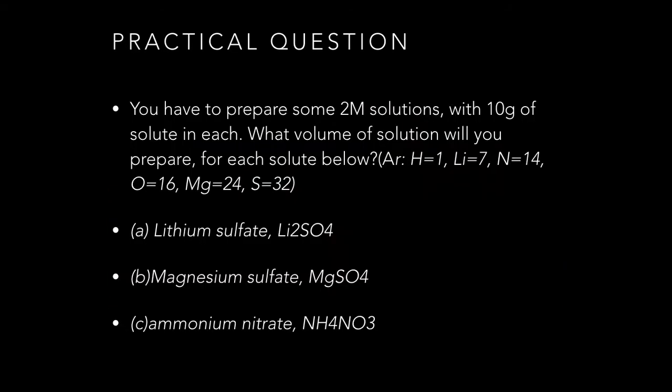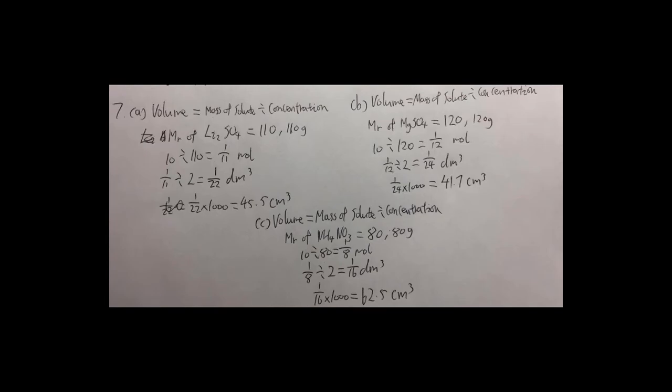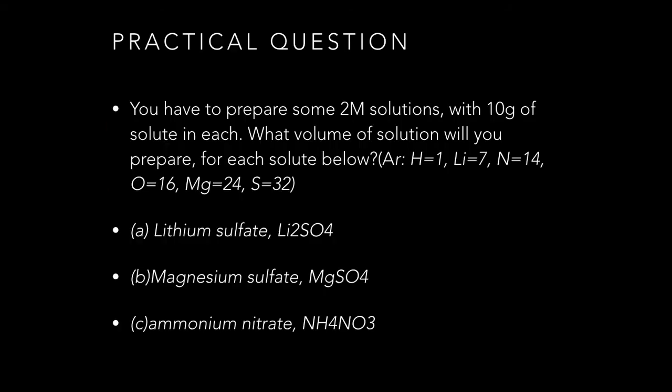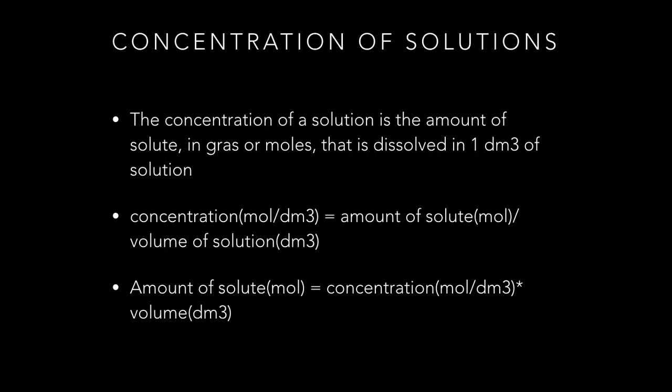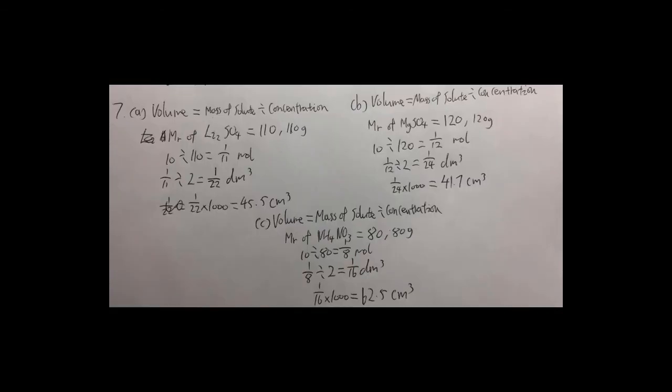Now, there's 10 grams of this lithium sulfate, so it is 10 divided by 110, which gives you 1 over 11 moles of lithium sulfate. Now, you will have to divide that by 2, using the other equation, the amount of solute over the concentration. You have to divide by 2. It gives you 1 over 22 dm cubed, and times that by 1,000 gives you 45.5 centimeter cubed.